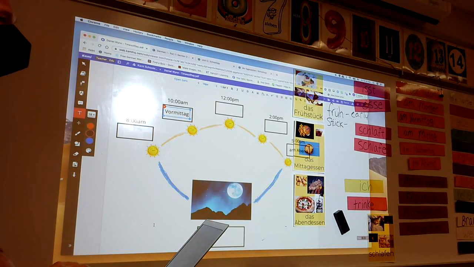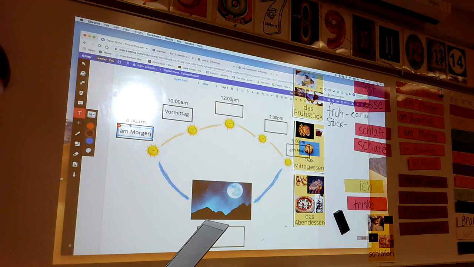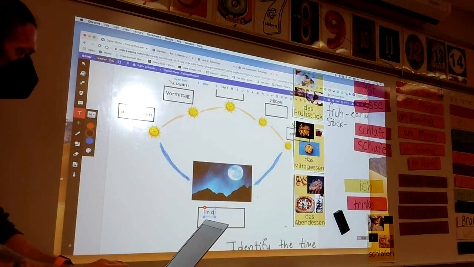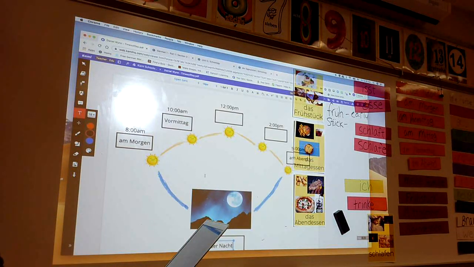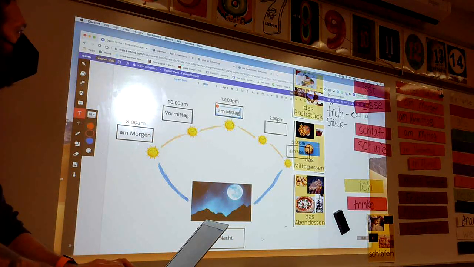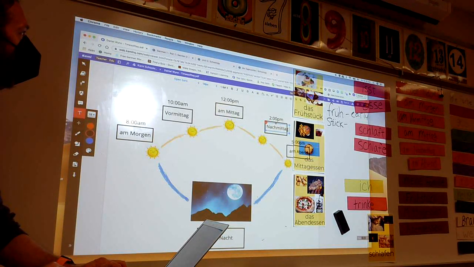Tiara, what about another one? Morgan? Am Morgen. And where should I put that? Wunderbar. Dankeschön. And Kiara, what do you think about another one? In der Nacht at the bottom. Wunderbar. Gut. In der Nacht. Perfect. What about the last two? Nick? Mittag, at 12. Sehr gut. Which leaves us with Nachmittag for the last one. Dankeschön.